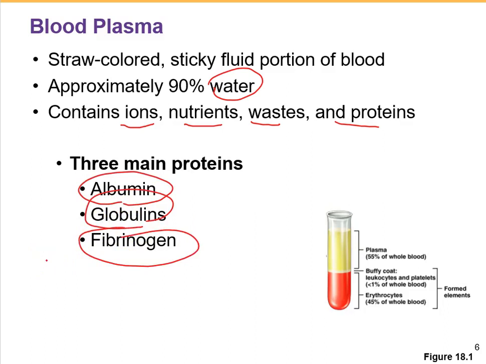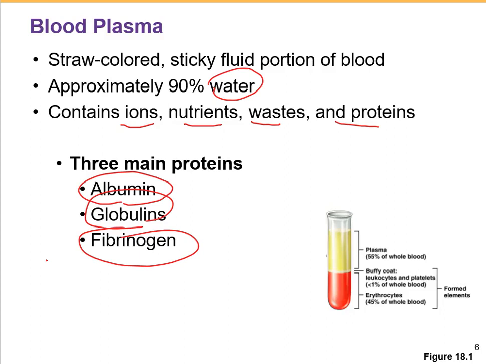Albumin helps keep water from diffusing out of blood into the extracellular matrix of tissue. Globulin includes antibodies that help defend the body against infection and also transporter proteins that carry lipids, iron, and copper. Fibrinogen, this protein, is crucial for blood clotting. When a blood vessel is injured, fibrinogen is converted into fibrin, forming a mesh-like structure that helps stop bleeding by forming a clot.